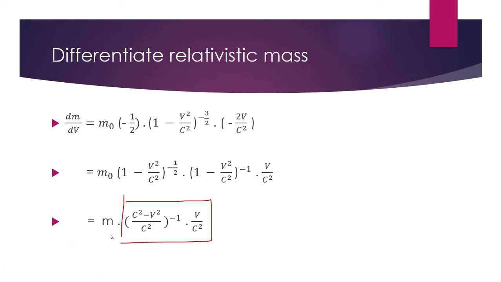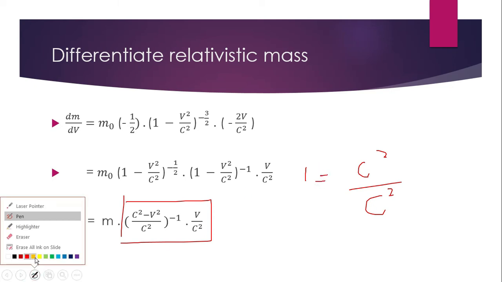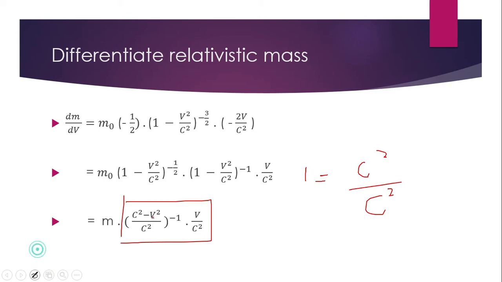Okay, if you want to know, here this one is equal to c square over c square. This is the meaning of the one here, if you want to know more deeply, but I don't have much time, so this is basic calculus, which I guess you guys already know.